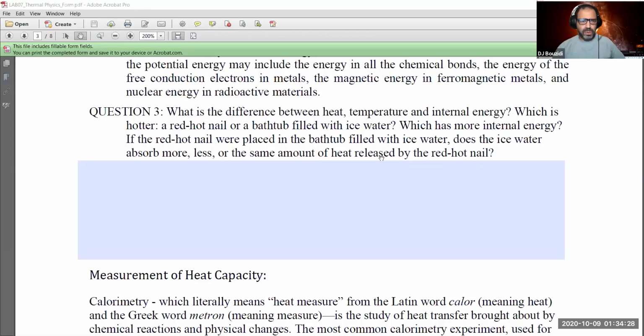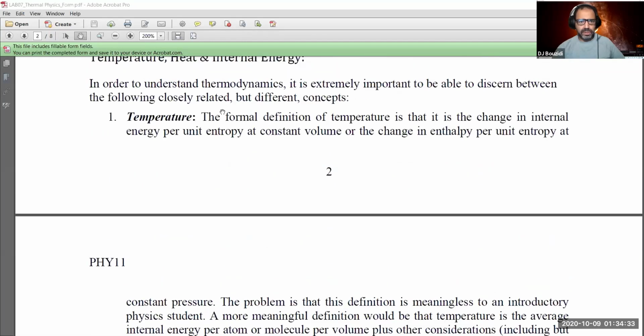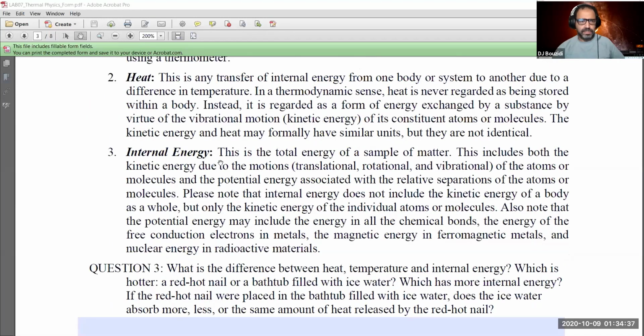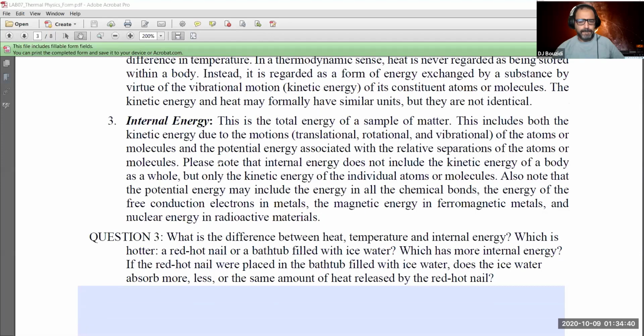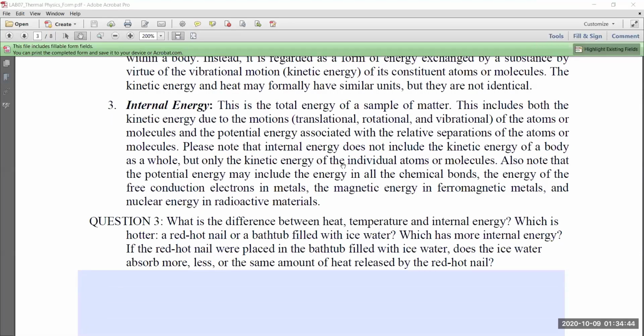So first of all, you're supposed to list the difference between these: temperature, heat, and internal energy. Okay? That should be easy, just going through the definitions.